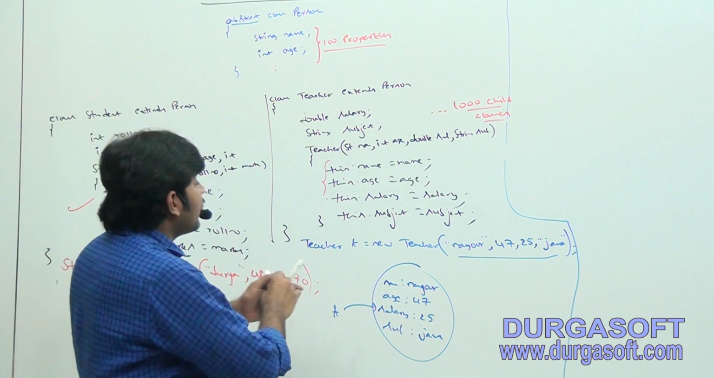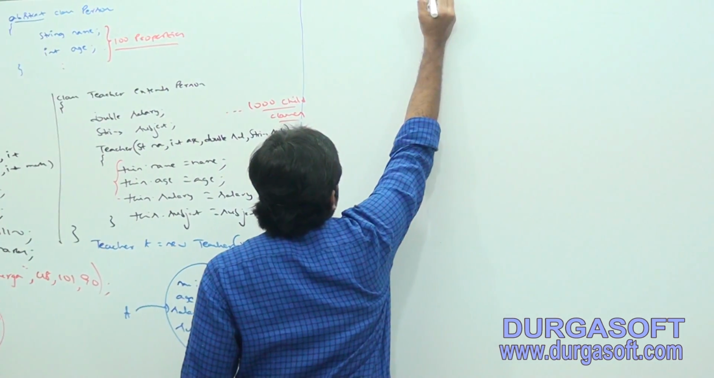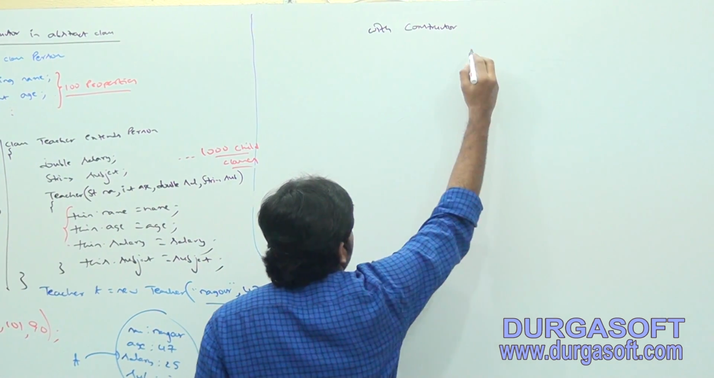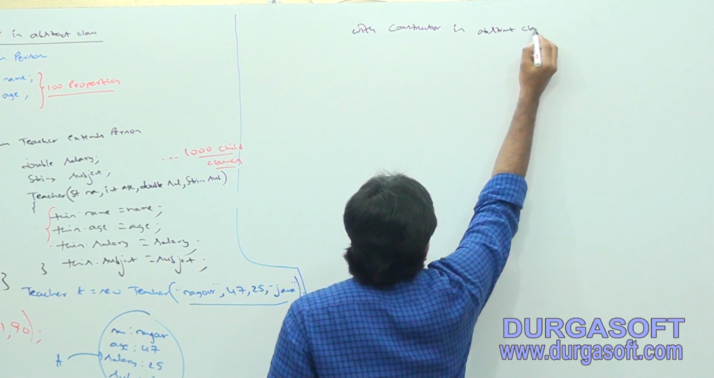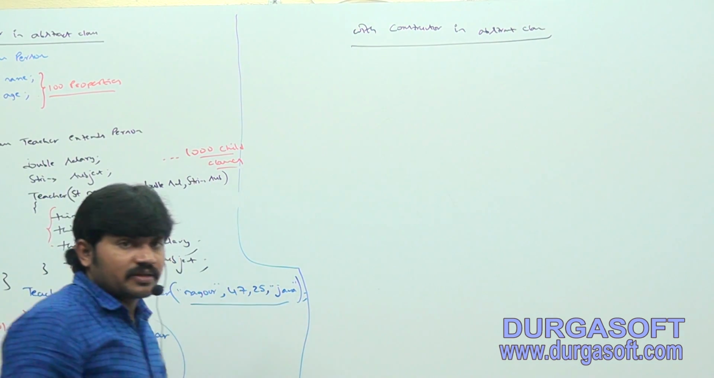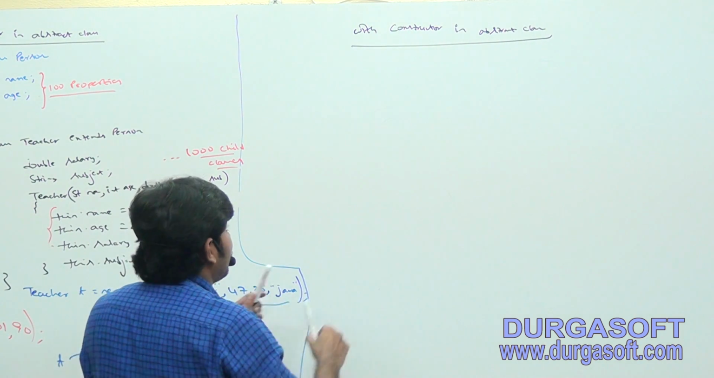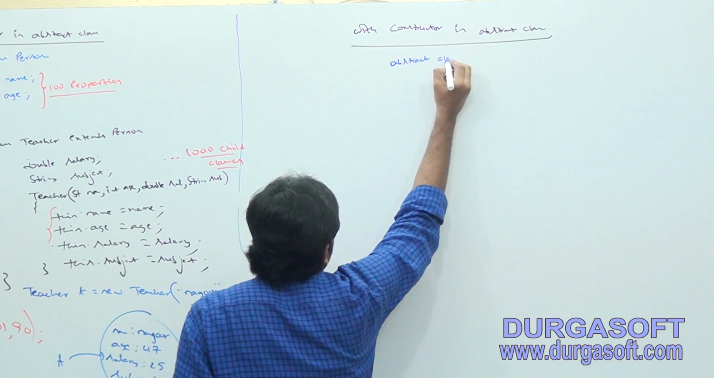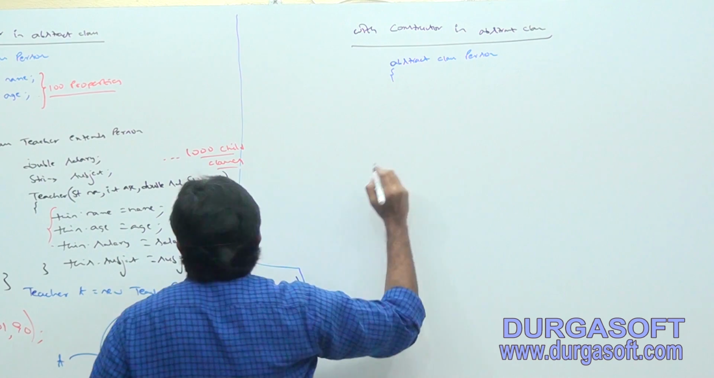Here, see the second half, with a constructor in the abstract class. Are you getting? Here, very simple, sir. What is the class? Abstract class. Can you spell it out? Abstract class Person.